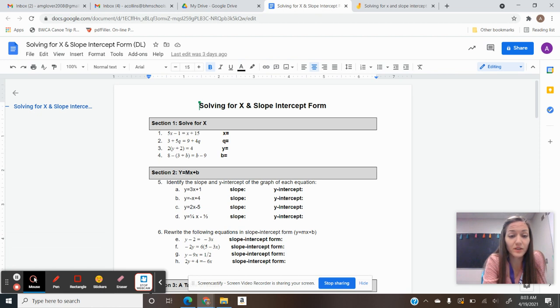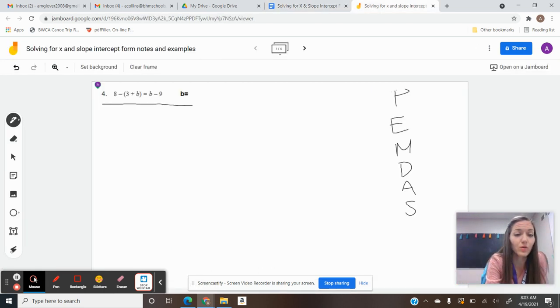Speaking of an equation with a lot going on, go ahead and open up that solving for x and slope-intercept form assignment. We're going to do section 1 today, and we're going to focus on number 4 as our example. That way you get some free answers, especially for the harder one, and you know how to do the rest by yourselves. So remember, for solving for x, or in this case, solving for b, our goal is to get b on one side and a plain Jane old number on the other side.